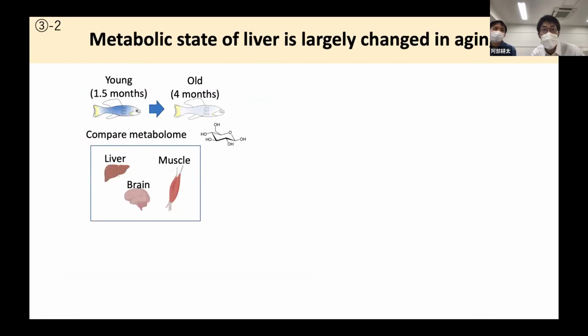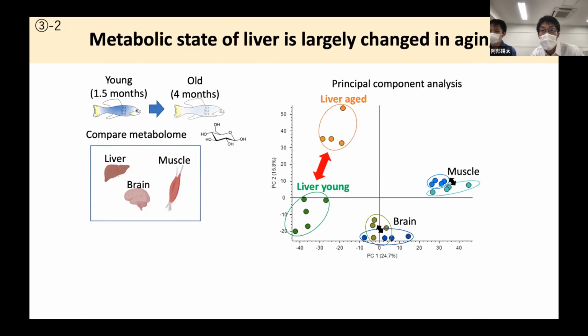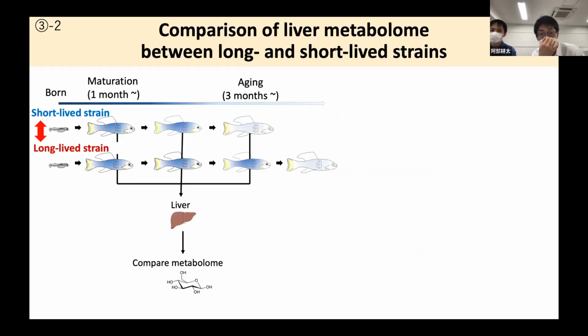So first, in order to reveal the dynamics of metabolic state of killifish, we performed comparative metabolome analysis using several tissues and compared young and old. And interestingly, we found that the metabolic state dramatically changes specifically in the liver. So then we focused on the liver. And in order to further narrow down the important metabolite for aging, we further compared the metabolome not only between young and old, but also compared the turquoise killifish different strains that have different lifespans, as Mr. Daniel explained.